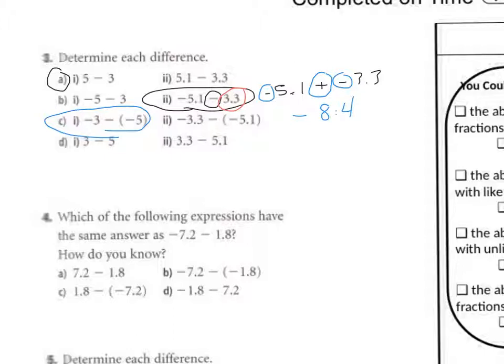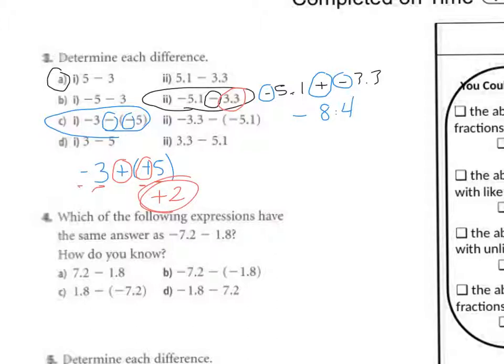Again, I can rewrite a question like this as an addition statement. I change the subtraction to addition and I change the sign of the second number. Now the rule states when I'm adding and the signs are different, I take the sign of the largest number and now I just subtract 5 minus 3 to get a positive 2 as an answer.